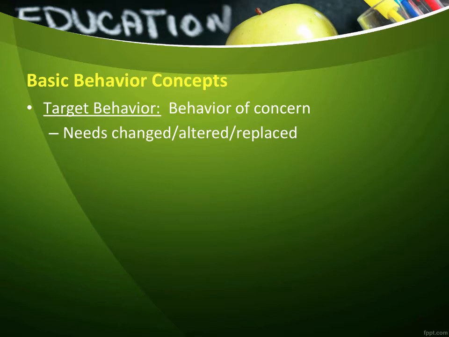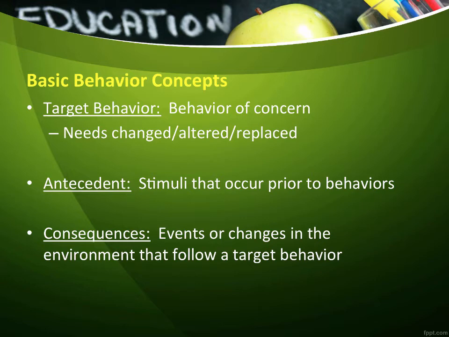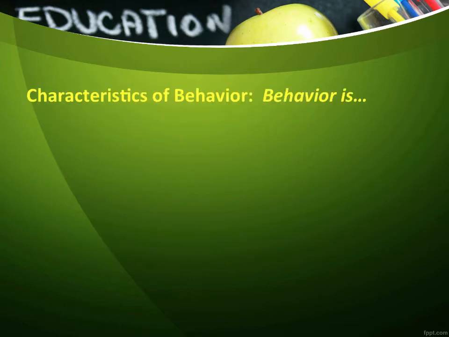An antecedent is the stimuli that occurs just prior to a behavior. It is the event that triggers the behavior. This is the A in the ABC. The C is the consequence. Please understand that a consequence is any event or change in the environment that follows a target behavior. In everyday vernacular, we think of a consequence as typically a punishment. It is something to get a behavior to stop. However, in the world of behavior analysis, a consequence can be a reinforcement or a punishment. It is simply what follows the target behavior that creates a change.